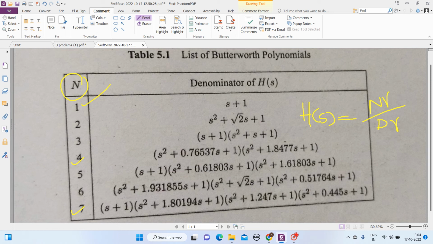Here you have to use this denominator polynomial. So what is the value of the numerator? The numerator value is 1 for all the problems. For the denominator, for the order of the filter n equal to 4, you have to write this polynomial equation.